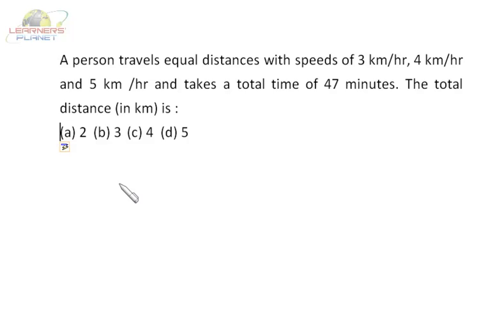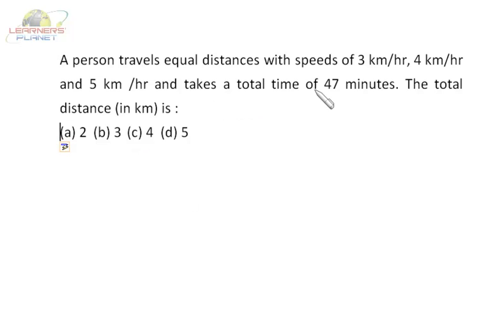Now friends, try this question and then match your answer with mine. A person travels equal distances with the speed of 3 km per hour, 4 km per hour, and 5 km per hour, and he takes a total time of 47 minutes. The total distance in kilometer we have to find out. Now let's assume the distance which is covered every time is x kilometer.